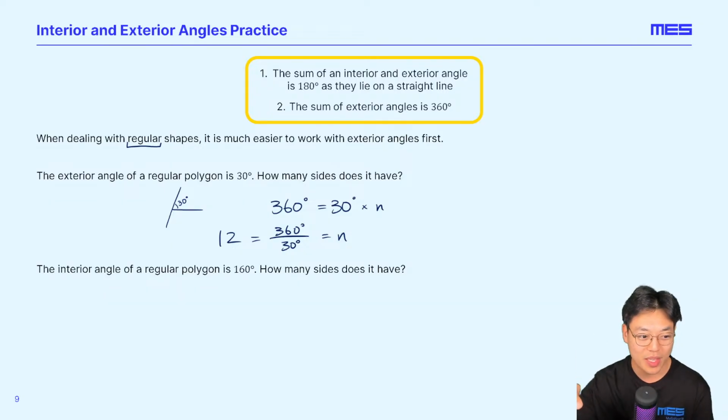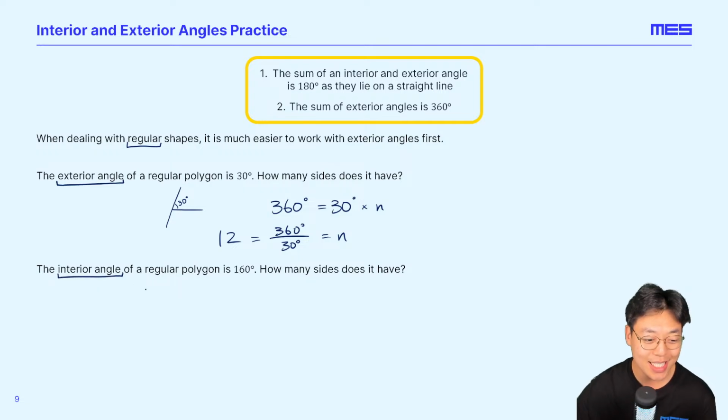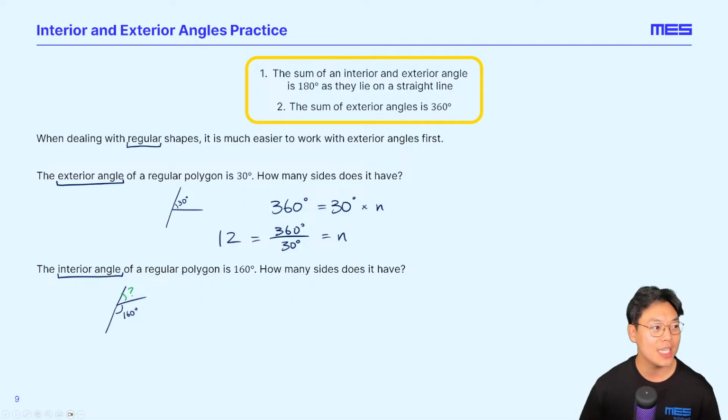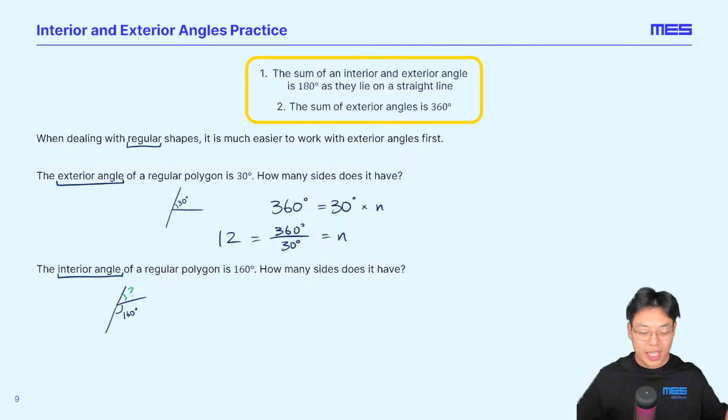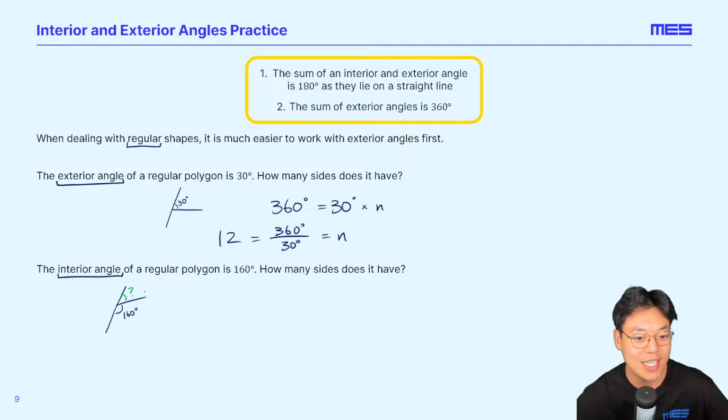Now, let's work with this next one. This time, we're not given an exterior angle. We're given an interior angle. So if we look at an interior angle, and we know the interior angle is 160 degrees, what is the value of our exterior angle? In the chat, what is the value of this green angle right here? What is the value of this exterior angle? If we know that the interior angle of a regular polygon is 160 degrees, all the exterior angles will have what value? What degree measure will this exterior angle be?